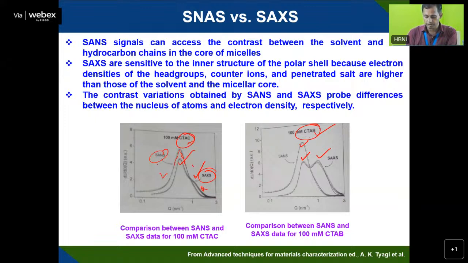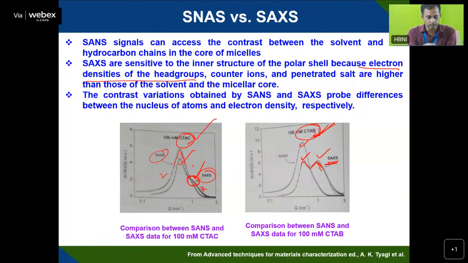That is because when you go for chlorine here and bromine here, SAXS is more sensitive to the electron density of the head group. The head group here has chlorine, and here it has bromine. If you see bromine, the electron density is quite large. So because of high electron density, in the case of SAXS you can see two peaks here, whereas in the chlorine case you can see only one peak.